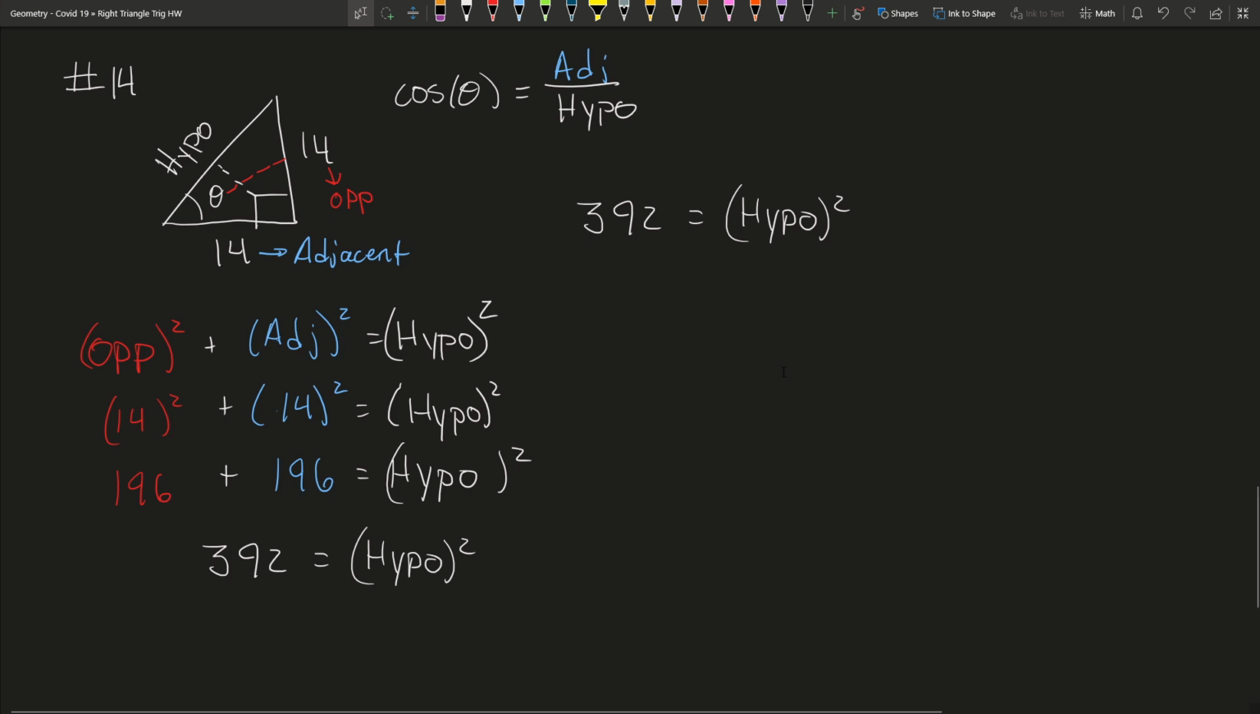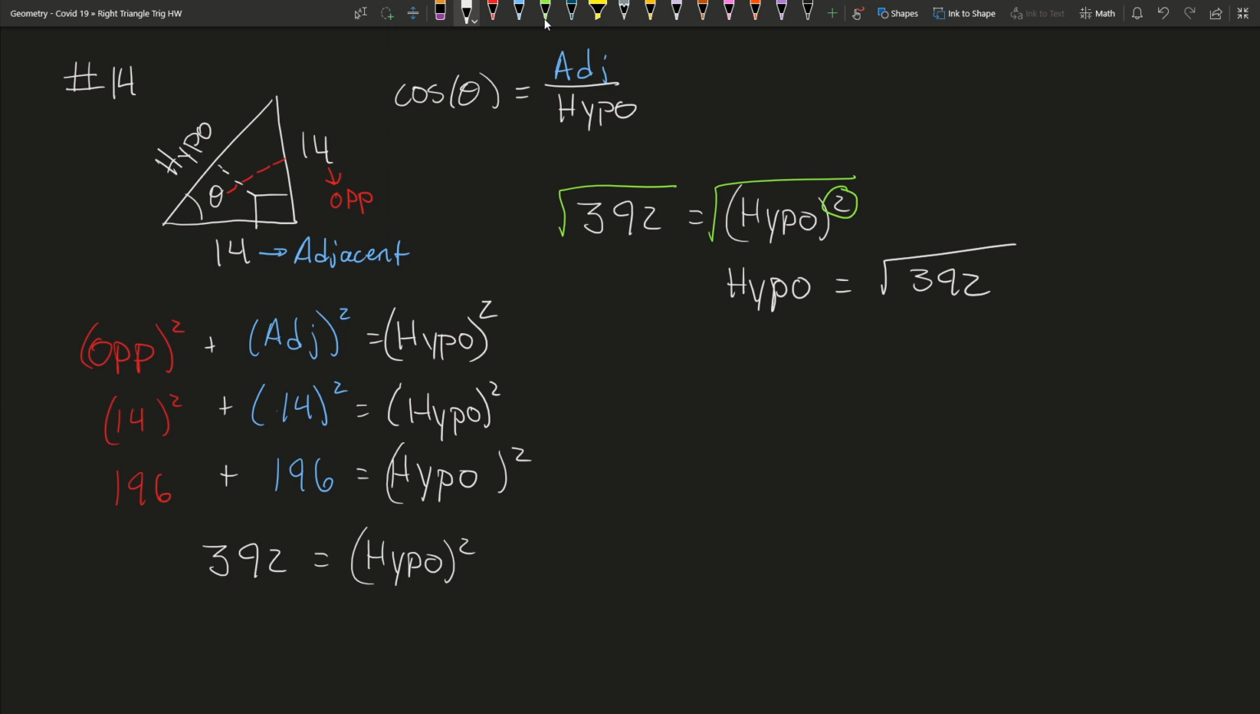All right, so then we have to take the square root of both sides in order to cancel out this squared. And then we can do some simplifying. All right, so 392, if we make a factor tree, if we take out 2, we get 196. And 196, I guess we can just keep going. That way you can see this a little bit easier.